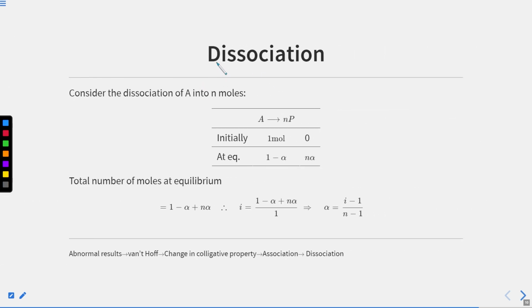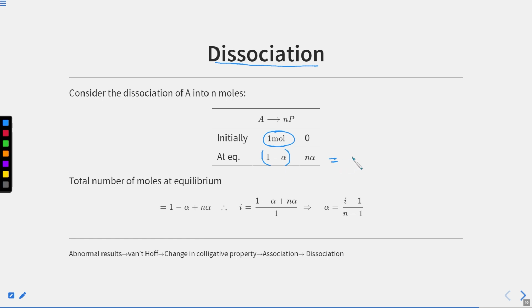Now next we have the case of dissociation. So let us consider the dissociation of A into N molecules. Now we have taken one molecule of A again, and we are saying that this A is converting into N number of P. Then 1 minus alpha will give you N alpha. Again, what is the total number of moles at equilibrium? It will be 1 minus alpha plus N alpha.